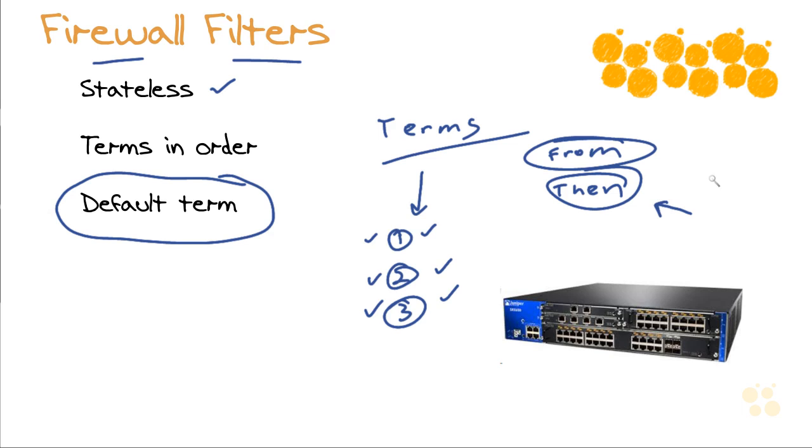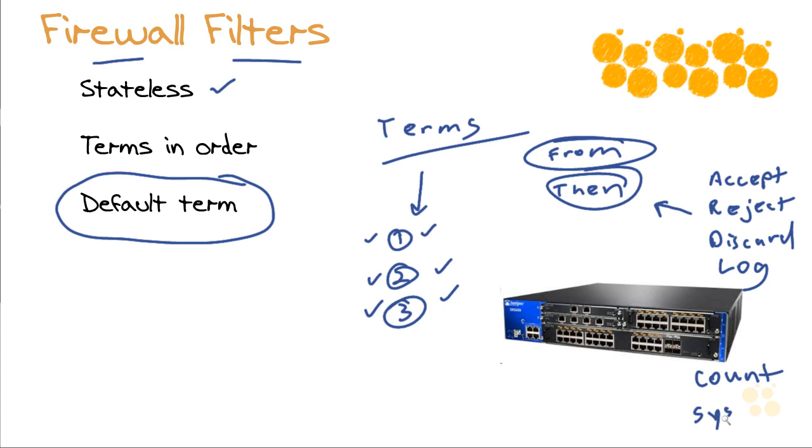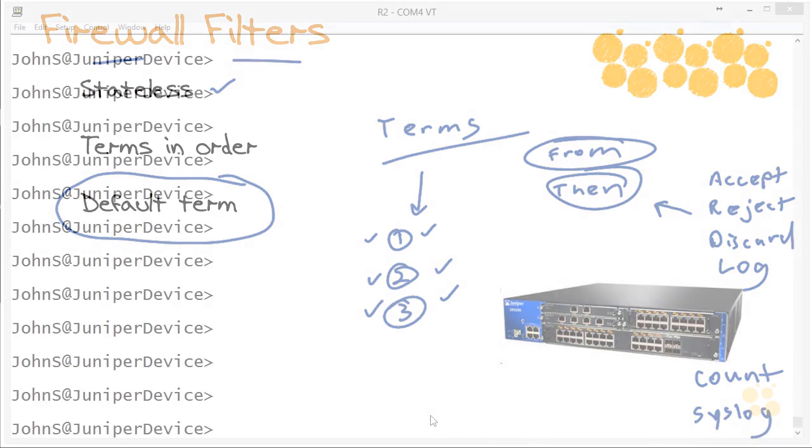What are the types of things that we can do in our then statements? What are the types of actions? Well, certainly we can accept traffic. We can reject traffic, sending ICMP messages back to the source. We can discard traffic. We can log traffic. We can count packets that are matching this particular filter. We can send syslog messages about the traffic. So lots of potential actions can be taken.